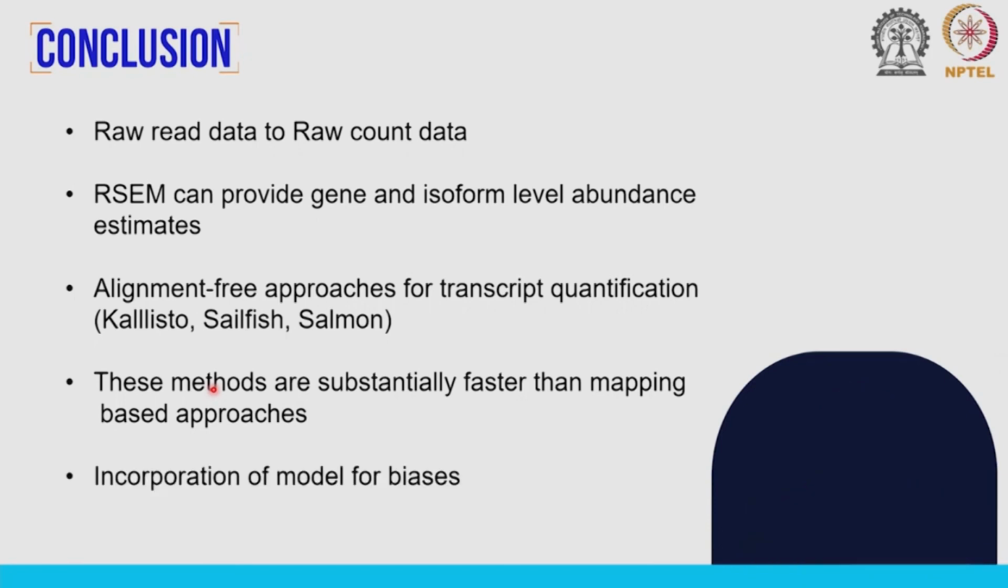And some of these models can also incorporate models for biases. We have a lot of biases in RNA sequencing data, and some of these alignment-free methods can also take those biases into account when quantifying transcript abundance. We will talk about these biases in much more detail, as well as the methods to deal with these biases, in the next class.